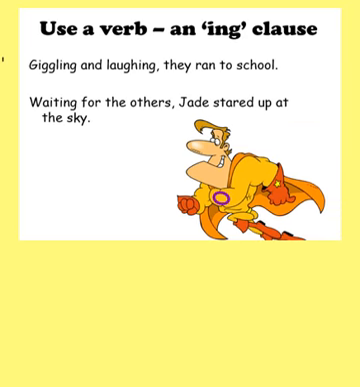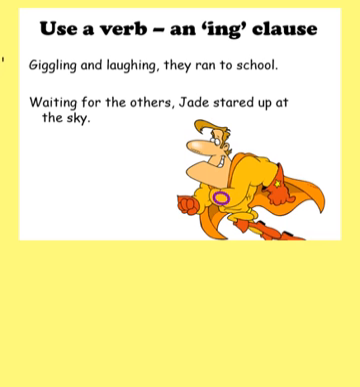So here we've got our last one, and this is to use a verb and then to add an ing clause. So we've got some examples. Giggling and laughing, they ran to school. Waiting for the others, Jade stared up at the sky.